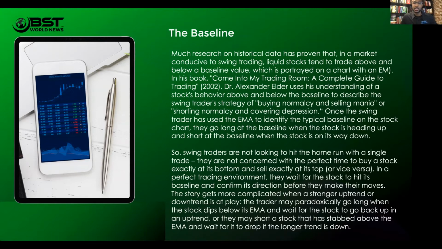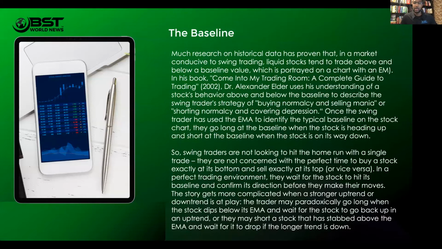Once the swing trader has used the EMA to identify the typical baseline on the stock chart, they go long at the baseline when the stock is headed up and short on the baseline when the stock is on its way down. So swing traders are not looking to hit the home run on a single trade. They are not concerned with the perfect time to buy a stock exactly at its bottom and sell exactly at its top, or vice versa. In a perfect trading environment, they wait for the stock to hit its baseline and confirm its direction before they make their moves. The story gets more complicated when a stronger uptrend or downtrend is at play.